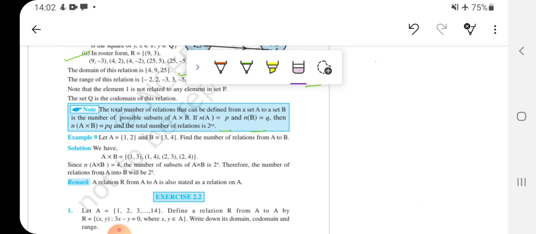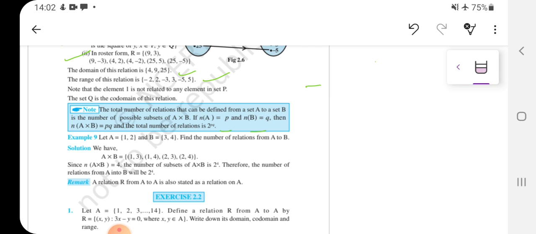So this many relations will be there from set A to set B, right? They said that the total number of relations that can be defined from set A to B is the number of possible subsets of A cross B. If n of A is P and n of B is Q, then n of A cross B is PQ, and the total number of relations is 2 power PQ. I hope you understood this.